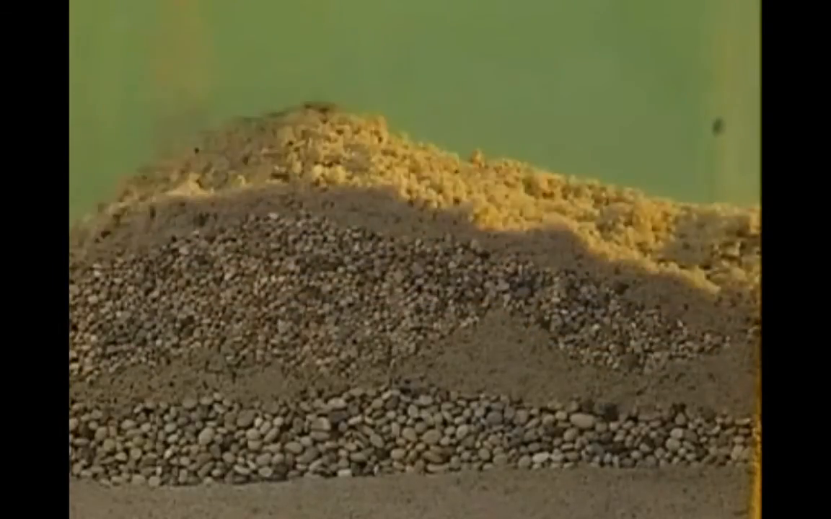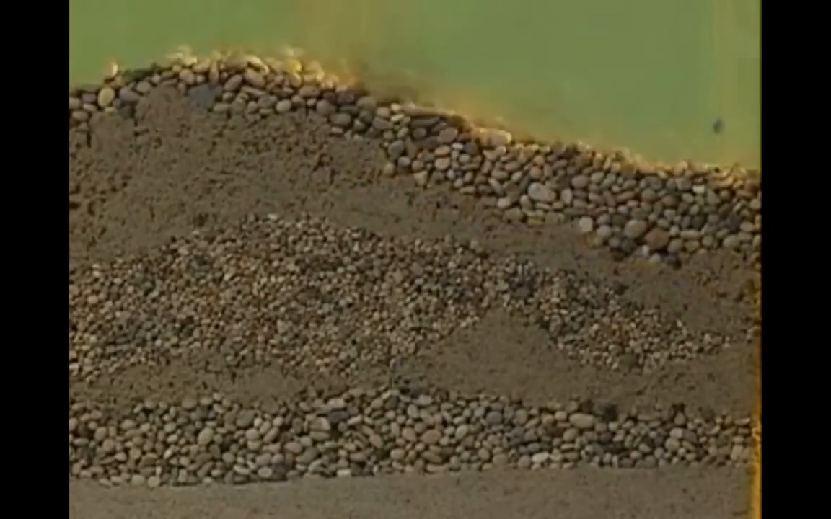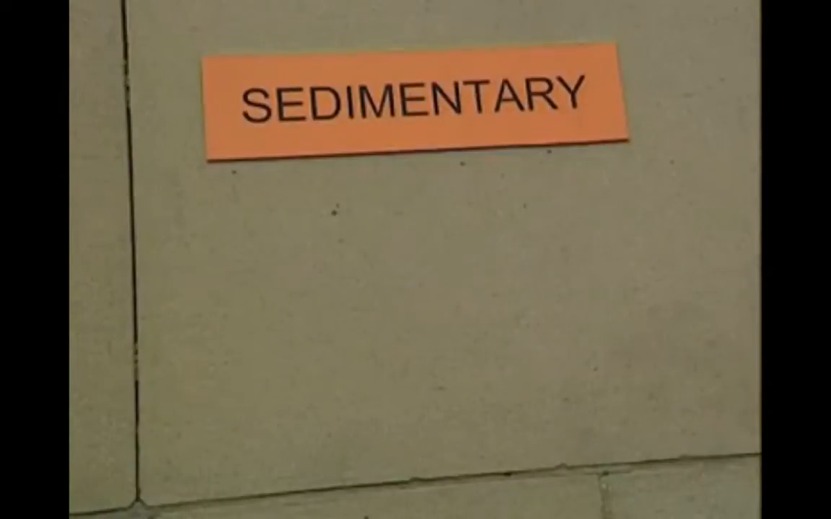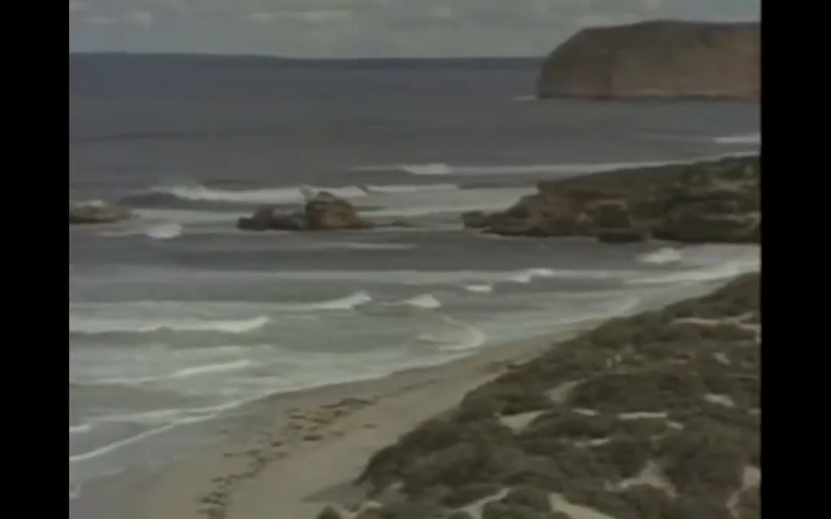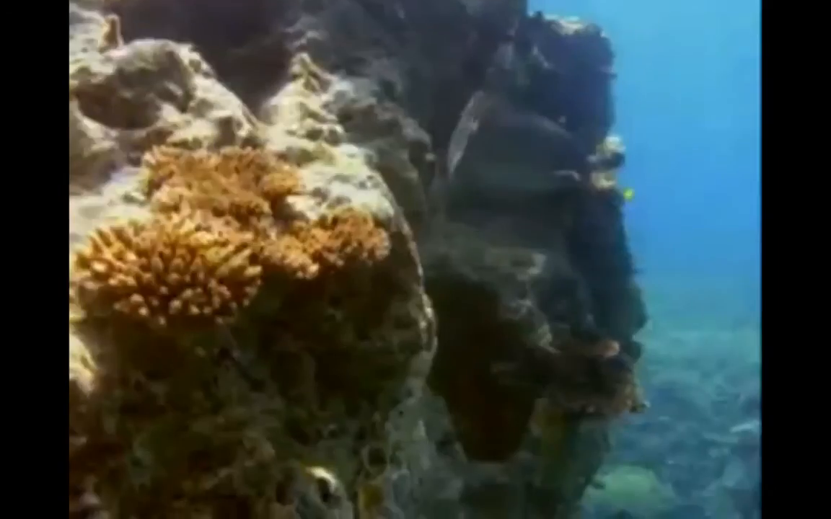Over the years, these sediments get squashed and compressed and harden to form our second type of rock. Two clues for spotting sedimentary rock are grains and layers. This one is called sandstone. All sedimentary rocks are formed under the sea, but they aren't all made of sand. Limestone is made from the shells and bones of sea creatures and corals. As they die and fall to the seabed, they build up over time to form new rock.